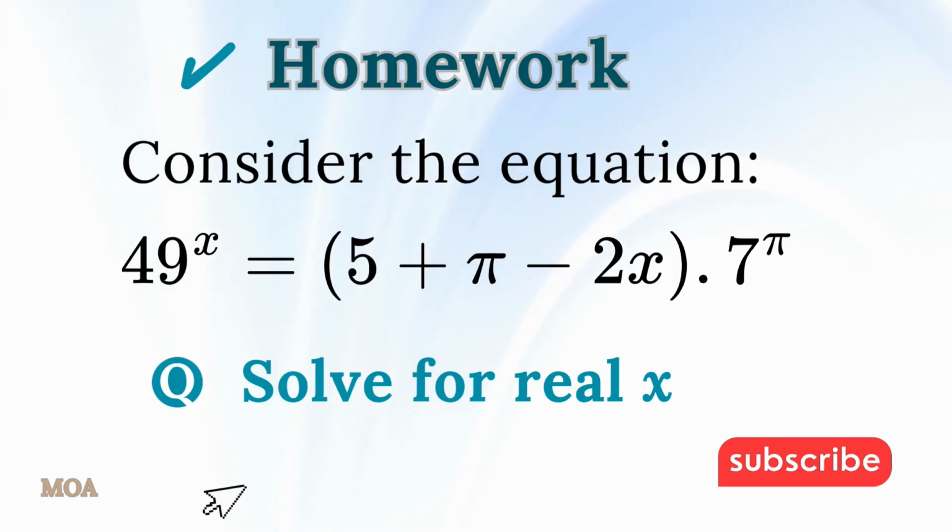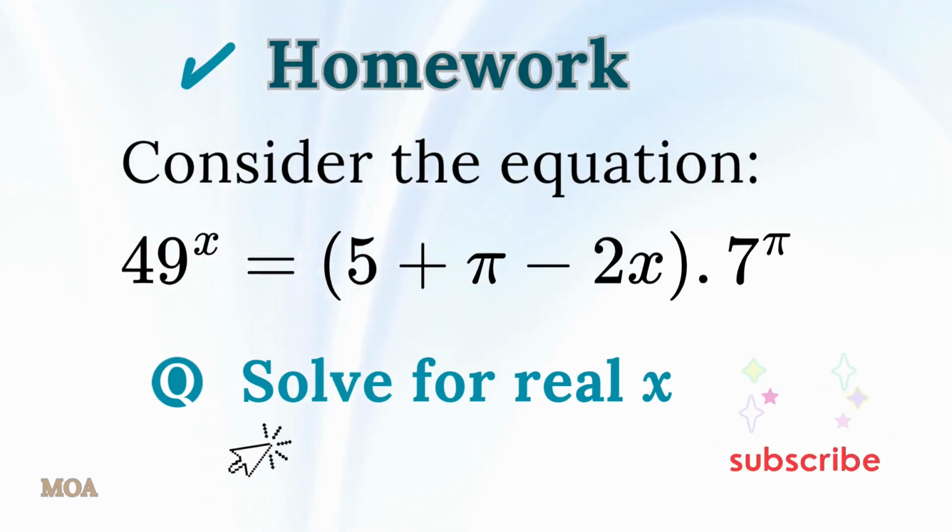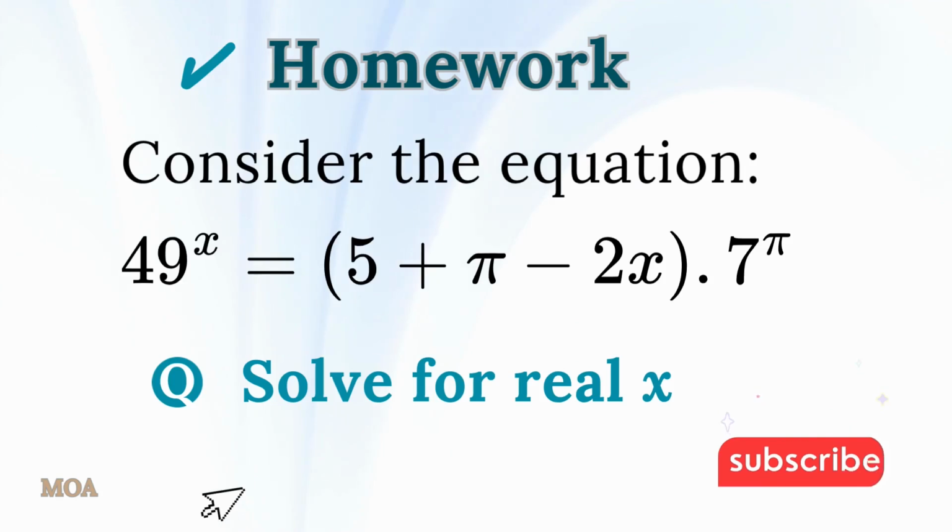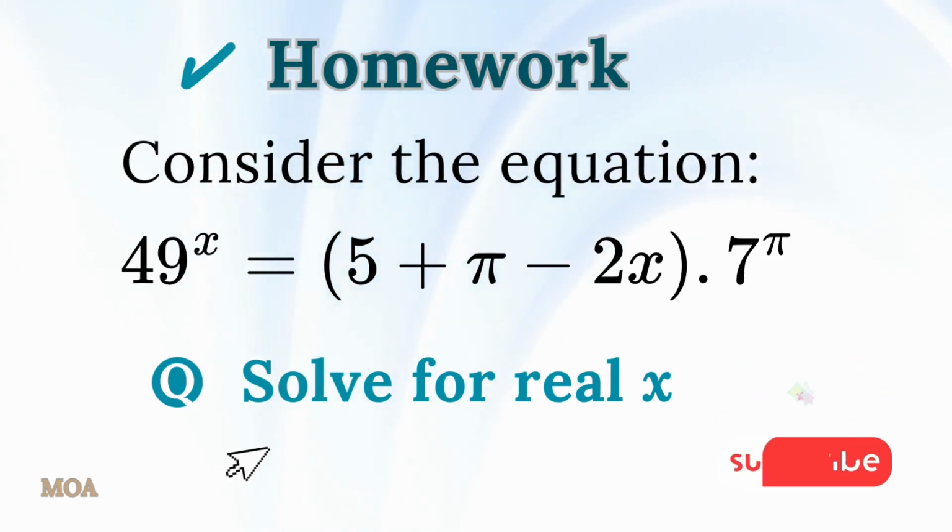To consolidate the methodology, tricks, and techniques covered in Lesson 53, and to sharpen your proficiency, let's proceed to the homework assignment. Consider the equation 49 raised to the power of x equals the quantity 5 plus pi minus 2x times 7 raised to the power of pi. Can you solve for real x?